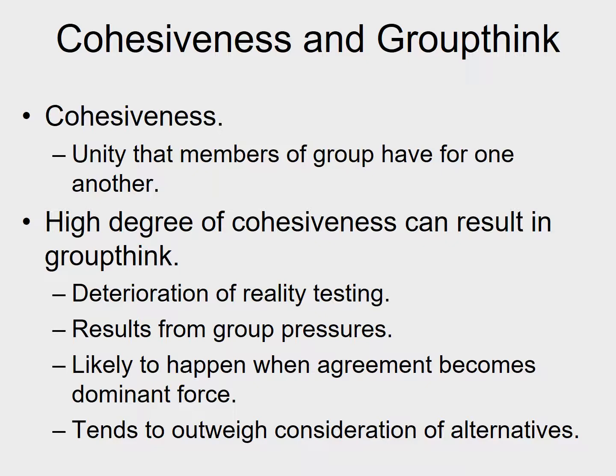We want everyone to feel like they're involved in decision making, but we also need to be aware that as you build cohesiveness, you could get to a situation of groupthink. And when we see groupthink, we see a deterioration of reality testing. So the organization, the team in this case, is no longer really caring about outside data. They start to think, we know what we're doing, we don't need exterior information. It tends to create a situation of group pressure. In other words, we see the actual team itself starts to create a norm that disagreement is not accepted. It's likely to happen when agreement becomes the dominant force in the group.